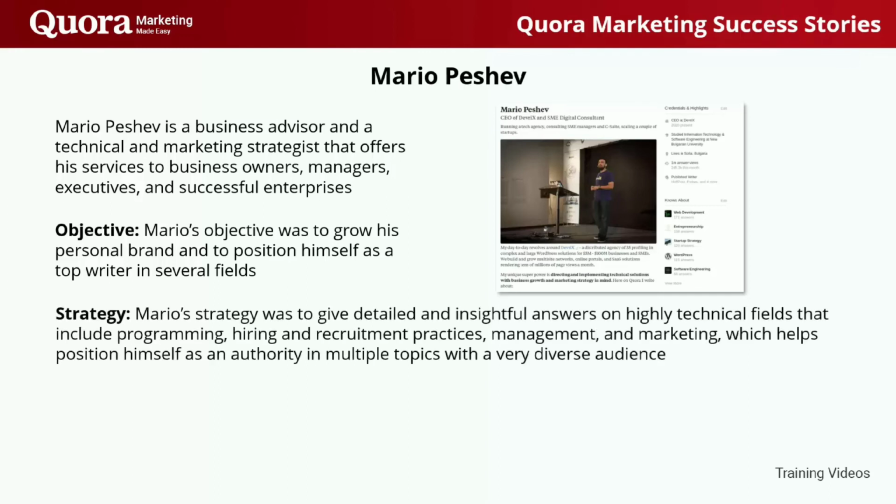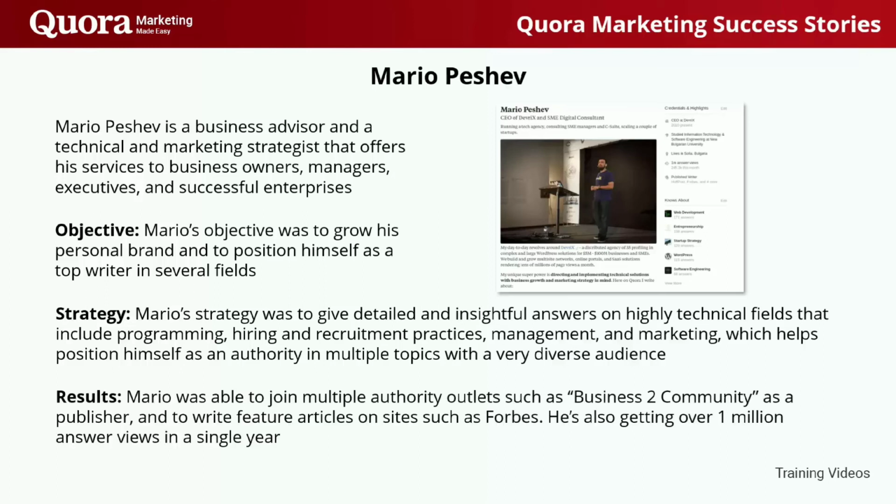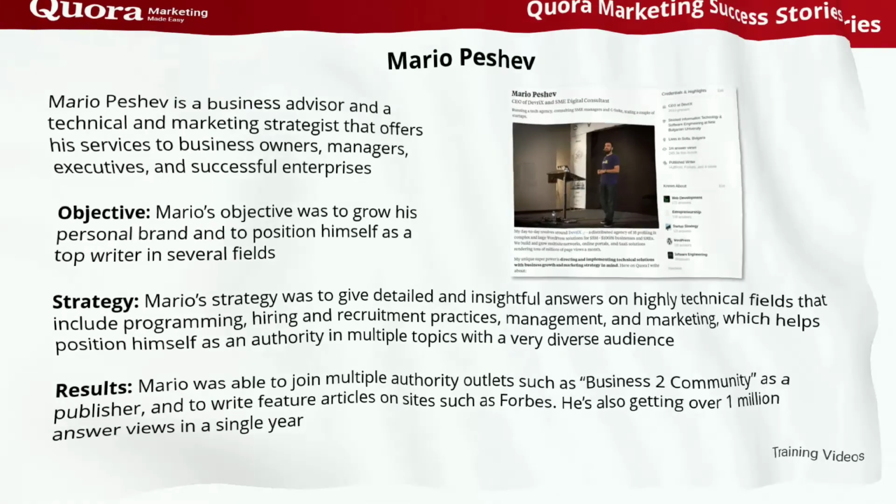Strategy. Mario's strategy was to give detailed and insightful answers on highly technical fields that include programming, hiring and recruitment practices, management and marketing, which helps position himself as an authority in multiple topics with a very diverse audience. Results? Mario was able to join multiple authority outlets such as Business to Community as a publisher and to write feature articles on sites such as Forbes.